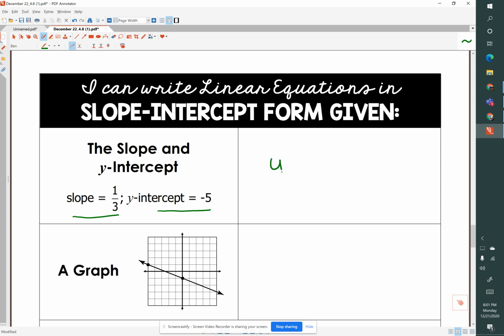So you just write y equals, and your m is 1/3 x, and your b is -5. And that's your slope-intercept form, y equals 1/3 x minus 5.